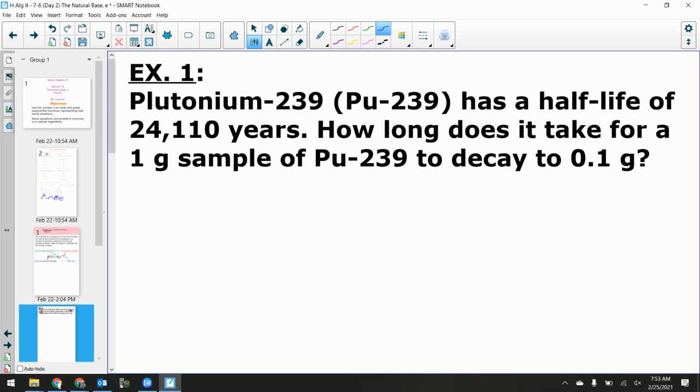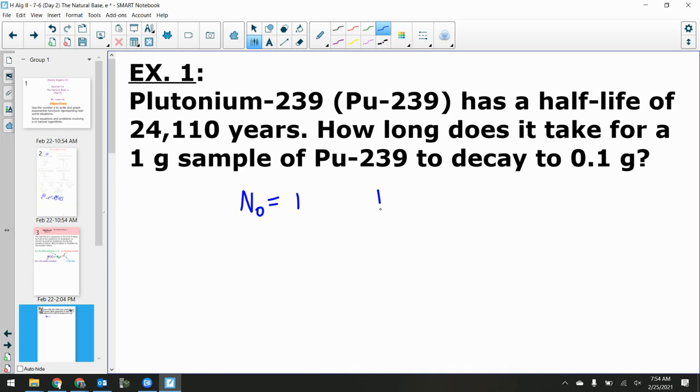All right, so plutonium-239 has a half-life of 24,110 years. How long does it take to decay down to 0.1 grams? I've got a 1 gram sample, and I want to know how long it's going to take to decay down to 0.1 grams. All right, get my formula sheet here. So my initial amount, what is my N sub 0? What is N now? 1, right? That's my initial amount, times e to the negative kt.